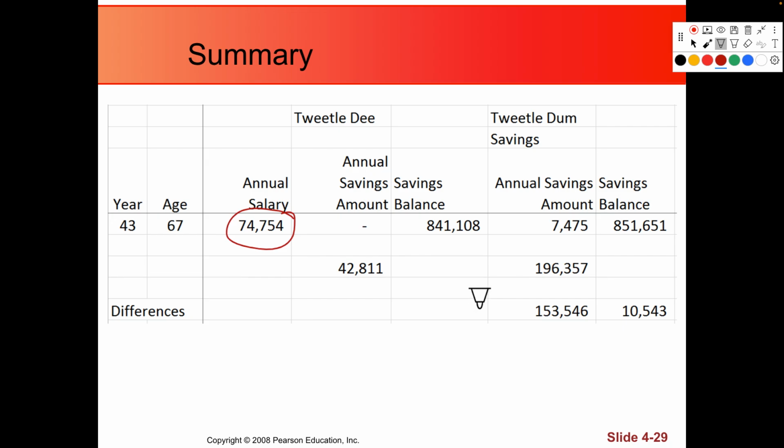See, what's the money here? Annual salary. Wait, no, that's the annual salary. Sorry, let's see. Savings balance was about the same. Oh, here it is.